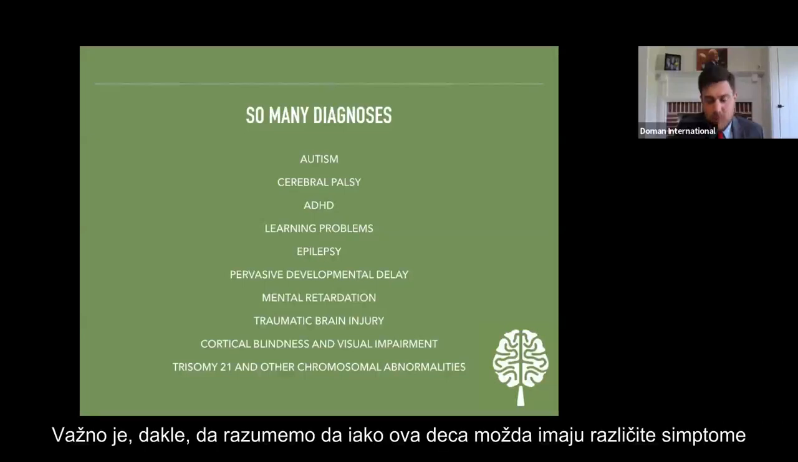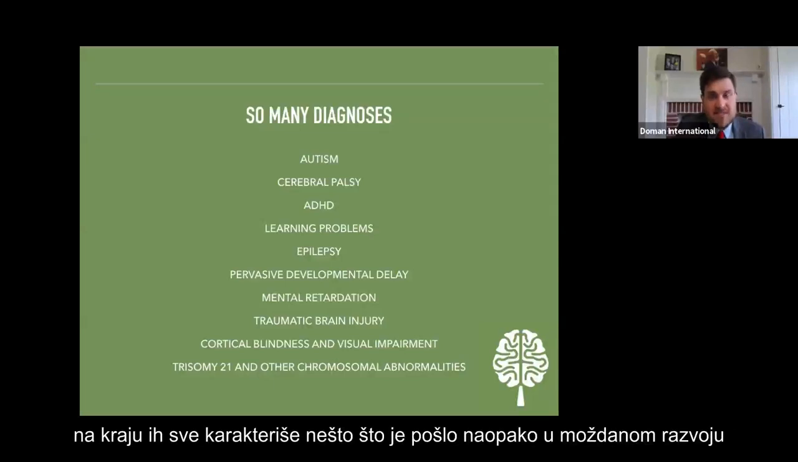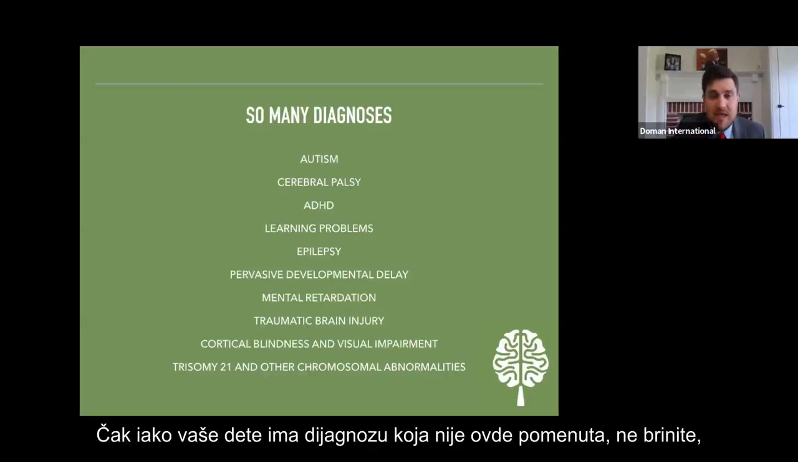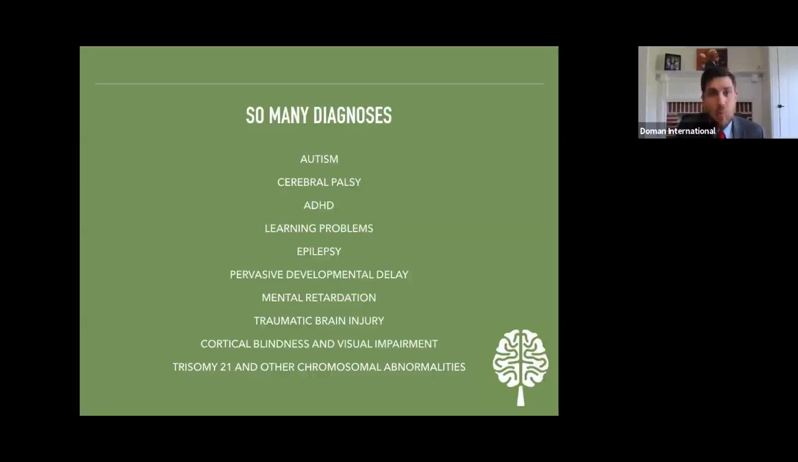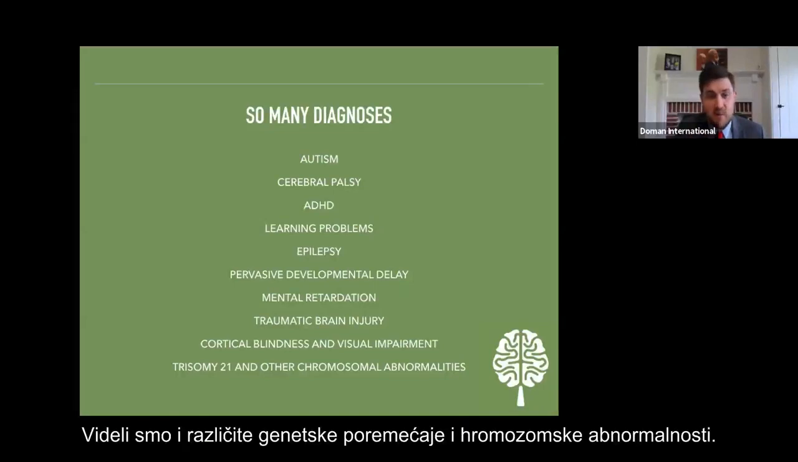And so it's important to understand that while these children may have very different symptoms, all of them in the end have something that has gone wrong in their brain development. And so we have to treat the brain. Now, by the way, even if your child has a diagnosis which is not appearing on this screen, please don't worry. We have seen over 300 different diagnoses of children that we have treated. You can even see there that we've seen many children with different genetic disorders or chromosomal abnormalities.